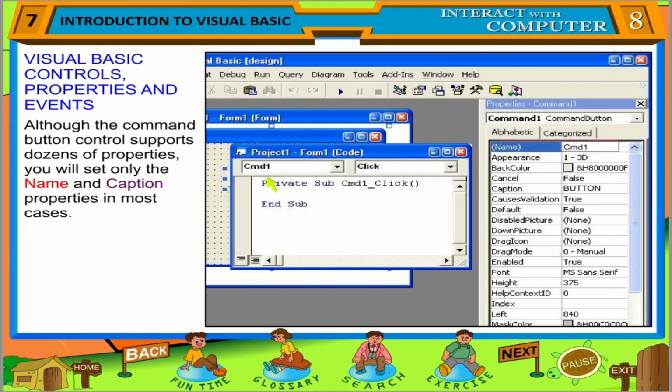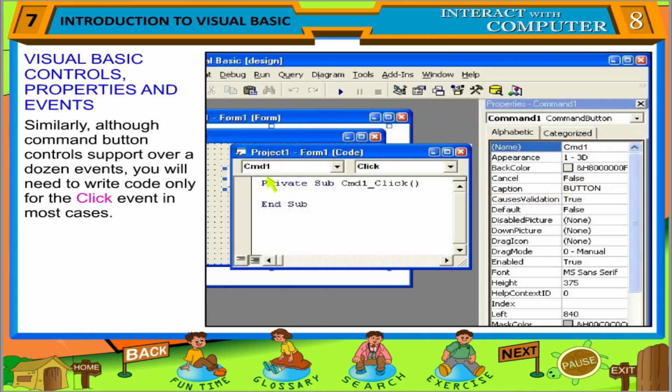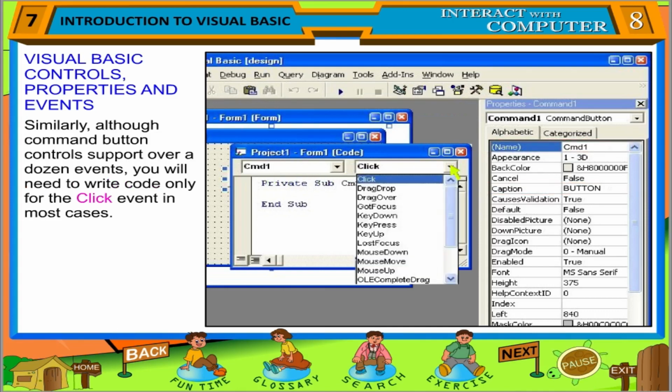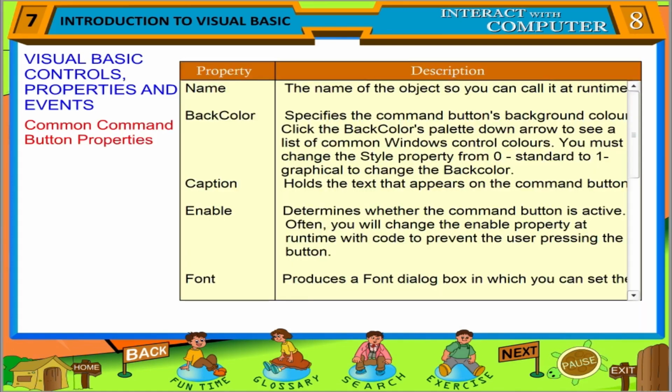Although the command button control supports dozens of properties, you will set only the name and caption properties in most cases. Similarly, although command button controls support over a dozen events, you will need to write code only for the click event in most cases. Common command button properties. Property. Description.